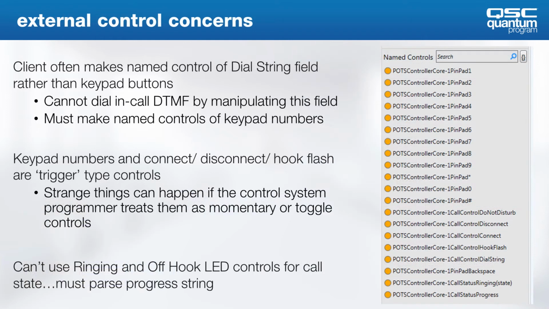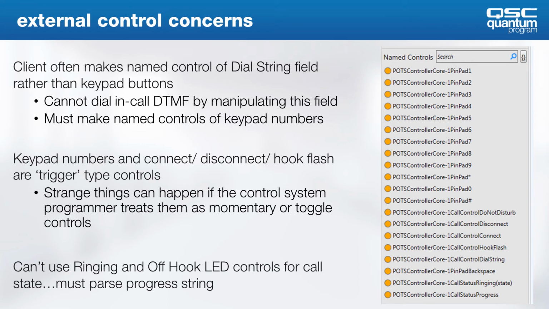When integrating Q-SYS call control to an external control system, there are some potential problems you want to avoid. Number one, many times a control system programmer will only create a named control for the dialer's dial string field. That works perfectly for the initial dial process, but the keypad button controls must be used to dial any in-call digits. So, you need to create named controls for all the keypad buttons as well as the other call control buttons to make use of all functionality. Remember, the keypad numbers and the other call controls are trigger type controls. If they're treated as momentary or toggle controls in the control system, you're going to have some pretty strange results, and I don't think it's going to work the way you envisioned, so don't do it.